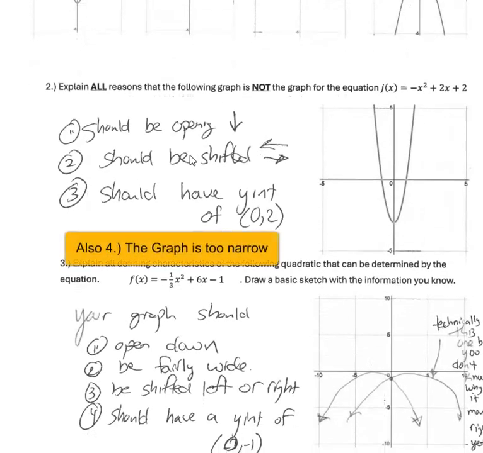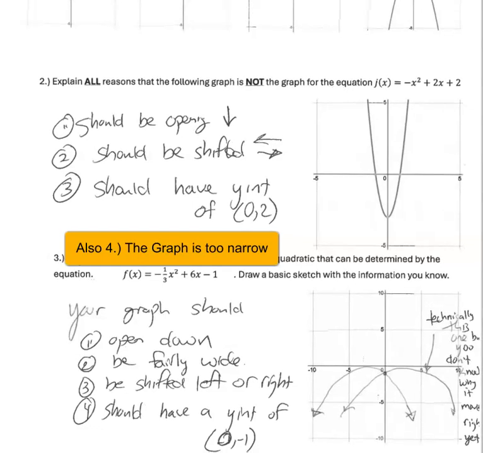For number 2, it says, give all the reasons why this cannot be the graph. Well, you know it's supposed to be opening downwards. You know that it is supposed to be shifted left or right because it has a B term, and it's also supposed to have a y-intercept of +2, which it does not have.